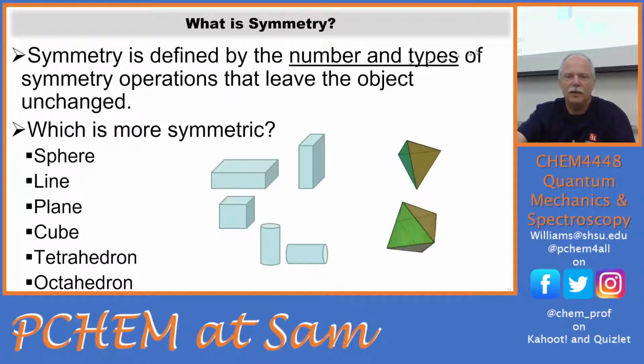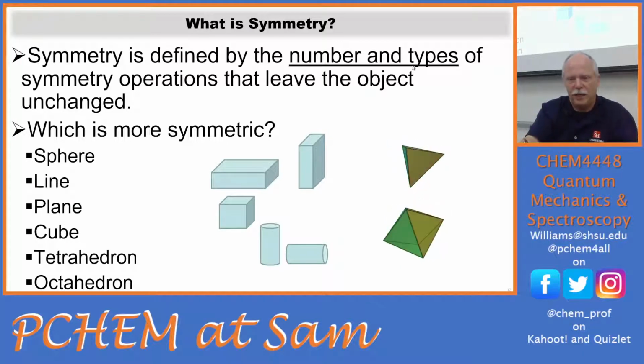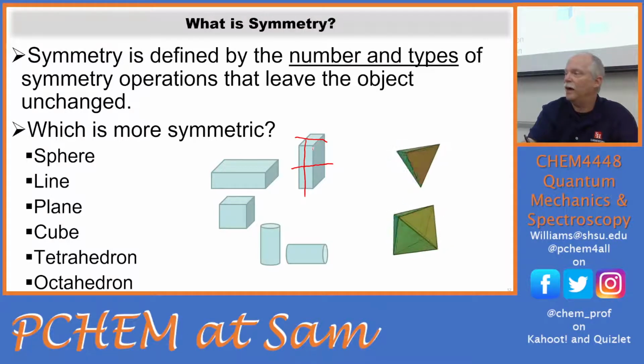And so the number and types of symmetry operations. The reflection planes are... let's try to think about this cylinder. Or let's start with this object here. It's got a reflection plane here where the left and right can reflect into each other. It's got a reflection plane across the middle, so the top can reflect into the bottom. It's got a reflection plane here where the front can reflect into the back.